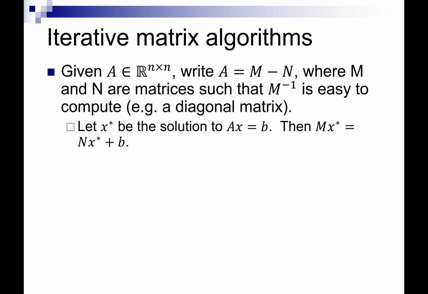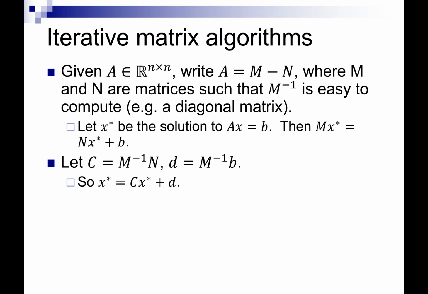And now suppose you have a solution to AX equals B. Let this be X star. Then since A equals M minus N, just plugging that in, we have that M times X star equals N times X star plus B.